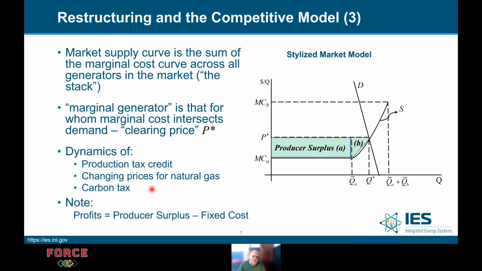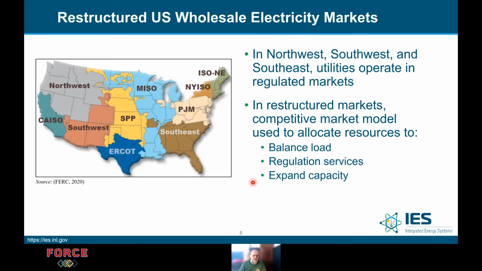A carbon tax, we don't have a carbon tax yet, but if a carbon tax goes into effect, then that's going to shift the supply curve for all of the generators that are clean producers, which will change the nature of their producer surplus also. So I set this out just as an illustration that this is the mechanism that's now used in deregulated markets.